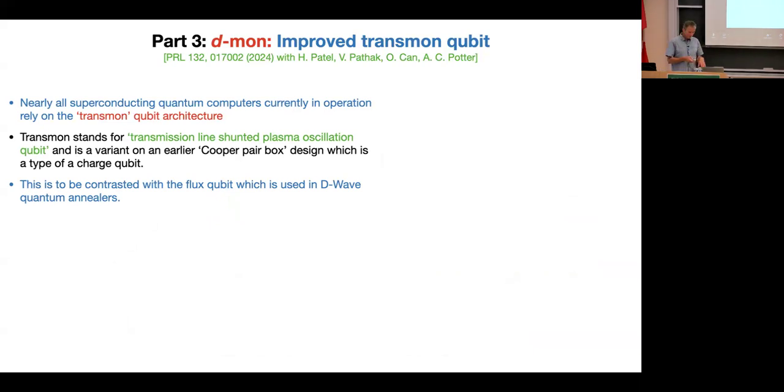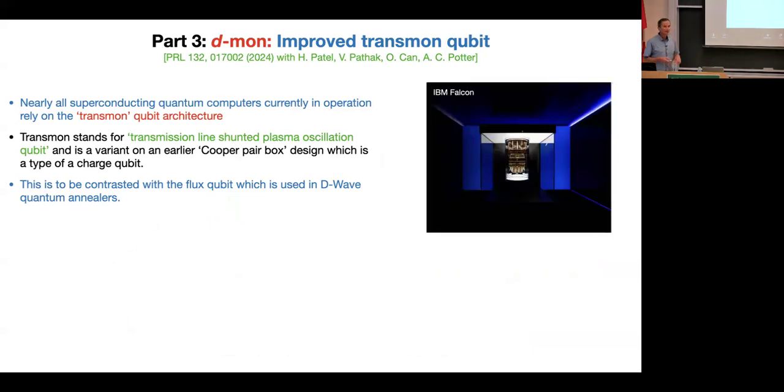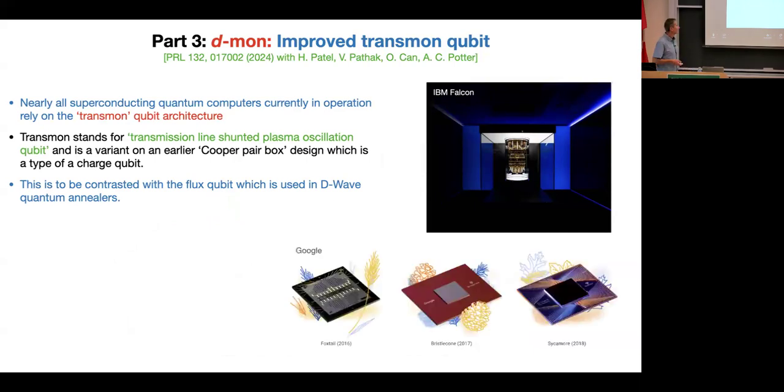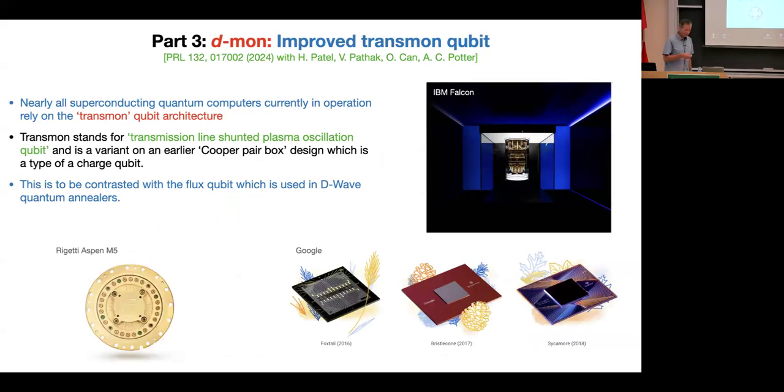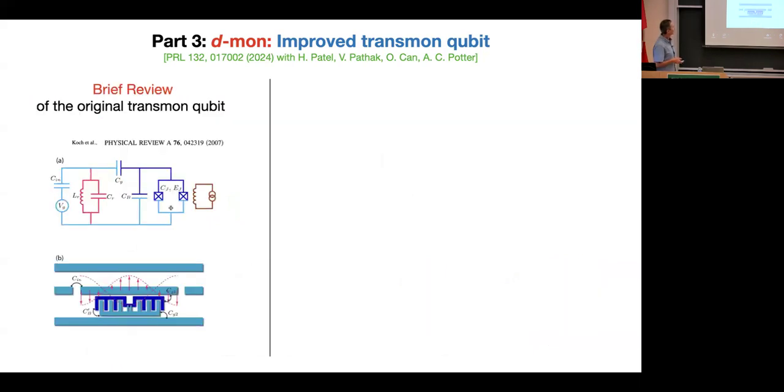Transmons have been mentioned a few times in this series. I just repeat that they are the preferred qubit that now powers all the leading quantum computers, including IBM, Google, Rigetti, and so on. So a very, very important device. How does a transmon work?